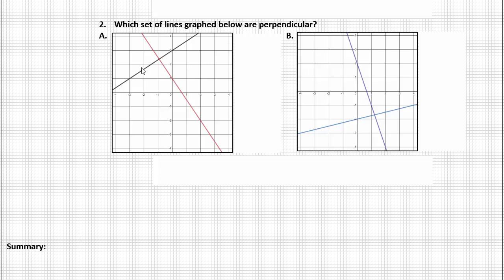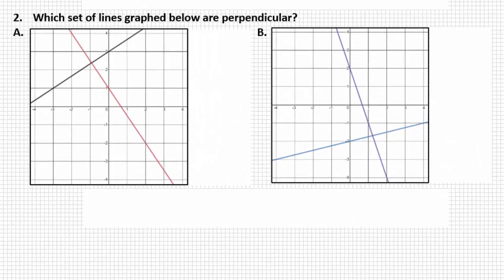All right, now as promised, let's take a look at an example where we're trying to determine if the lines are perpendicular. So I'll let you once again take a look at the graphs and see if you can decide just by looking at them which set of lines are perpendicular, which we said travel in opposite directions, cross exactly once at exactly 90-degree angles.